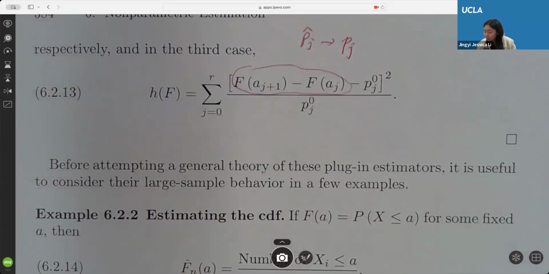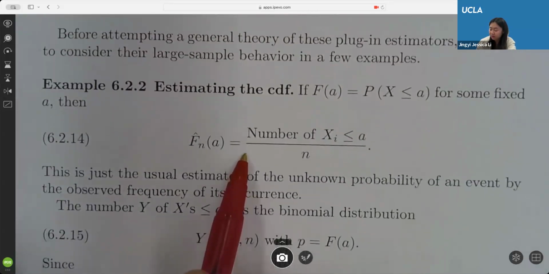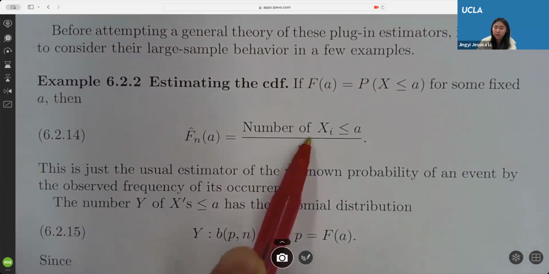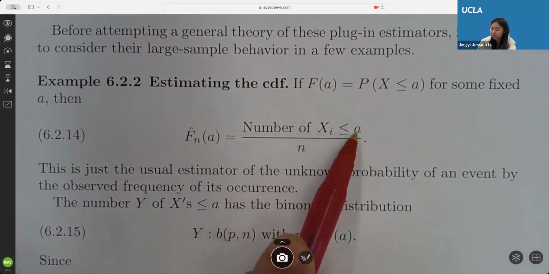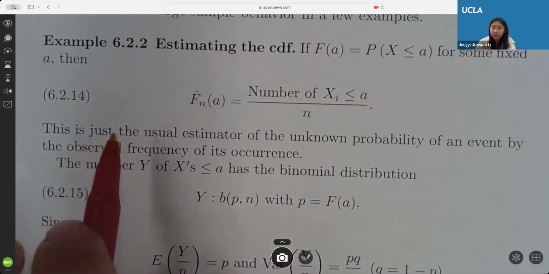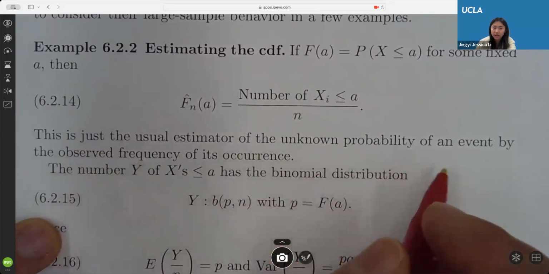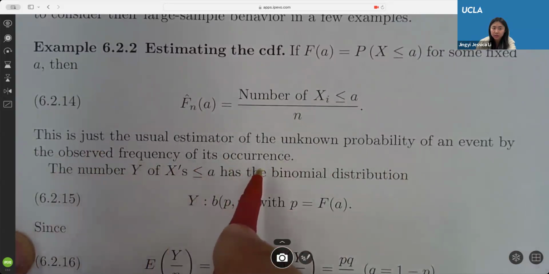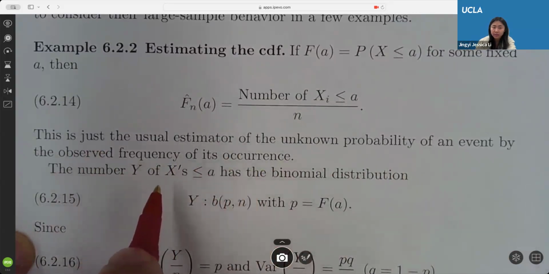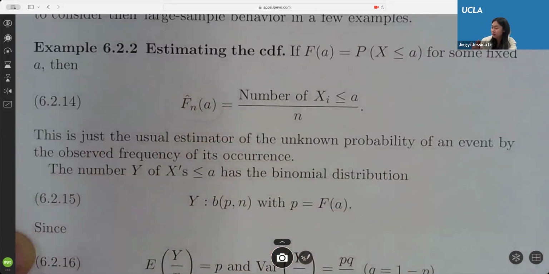Okay. All right. So estimating a CDF is this example, right? We know that the empirical CDF is just the proportion of your sample under this value among your n data points. This is just the usual estimator of the unknown probability of an event by the observed frequency of its occurrence. Okay, however, how do we study the behavior of this empirical CDF?